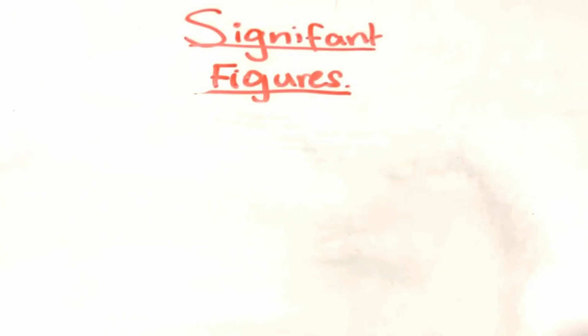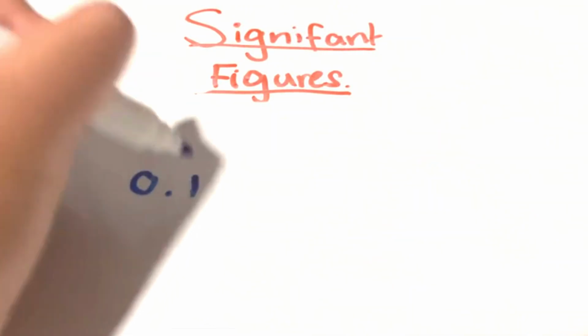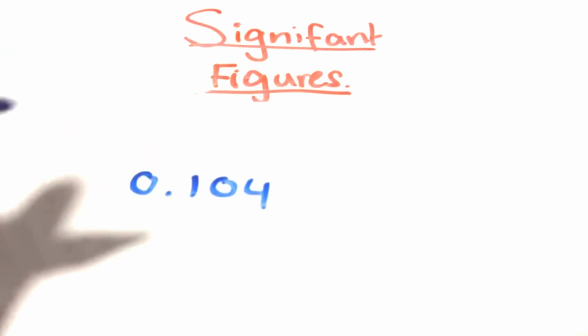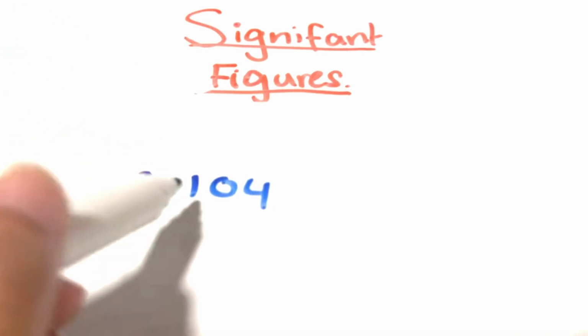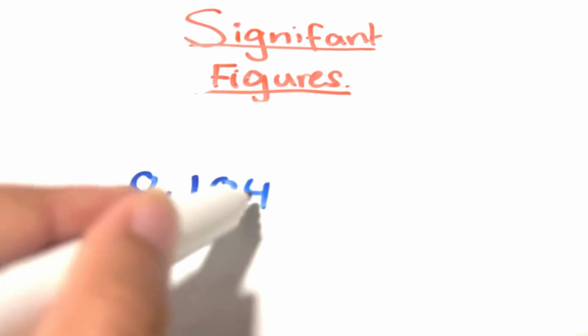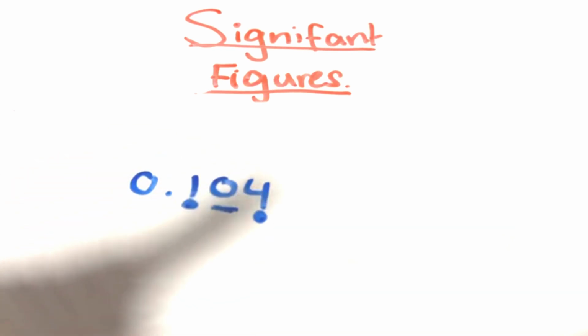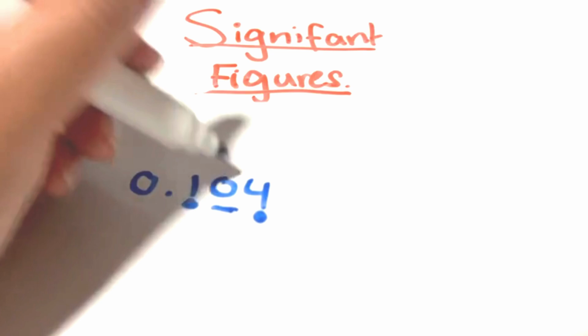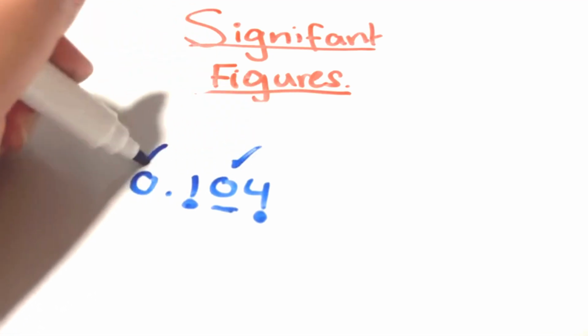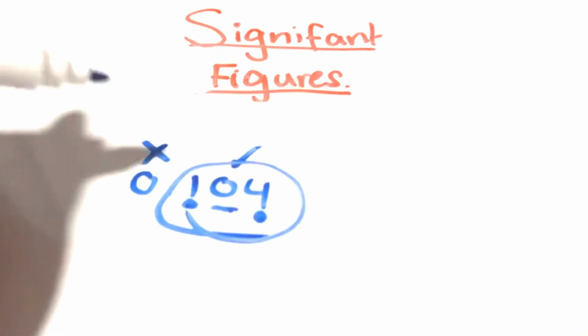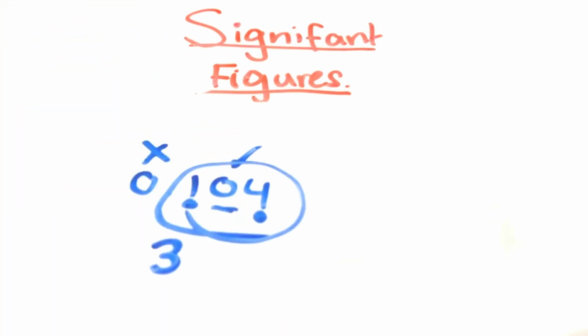Let's look at the second example. What if we had a number like 0.104? As we discussed before, any zero neighbored by 2 significant figures is also going to be significant. So this 0 is significant, however this one isn't. So in total over here we have 3 significant figures.